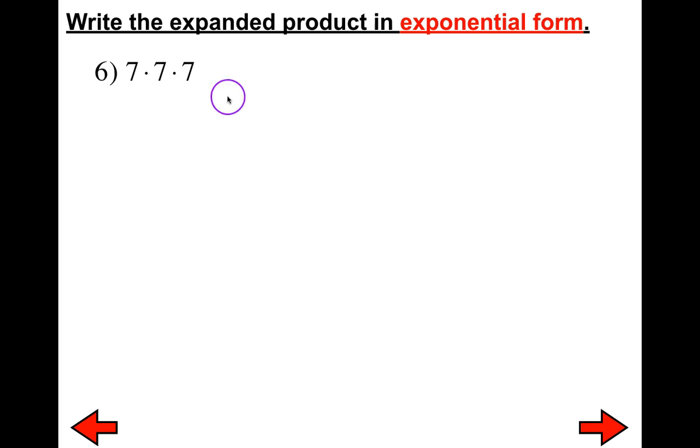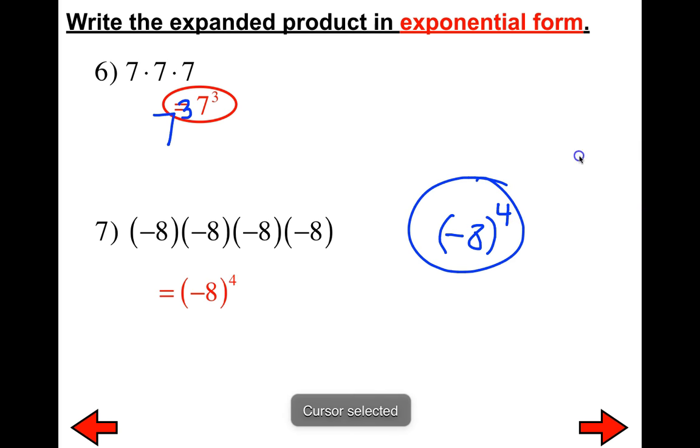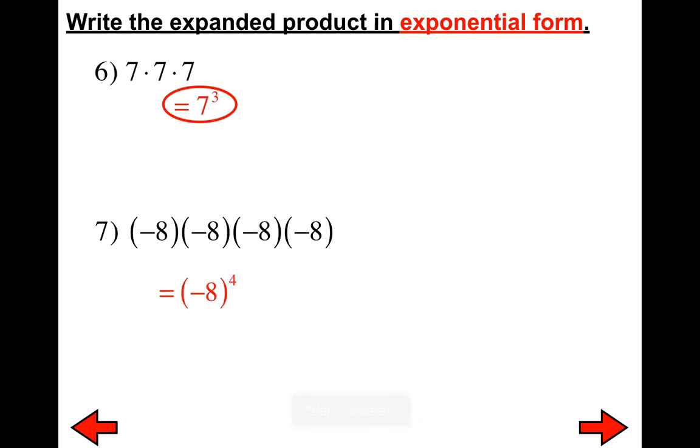Here we have 7 times 7 times 7. We are asked to write the expanded product in exponential form. So what I'm going to do is say, hey, my base is a 7, and it's being repeated 1, 2, 3 times. So it's 7 cubed. Again, you can read that as 7 cubed, or 7 to the 3rd power. Next one. Here we have, let's see, what is our base? Well, it is a negative 8 with parentheses. Notice every single set has parentheses, and it's being repeated 1, 2, 3, 4 times. So I'm going to raise it to the fourth power. So that is my answer. Okay. Now moving on.